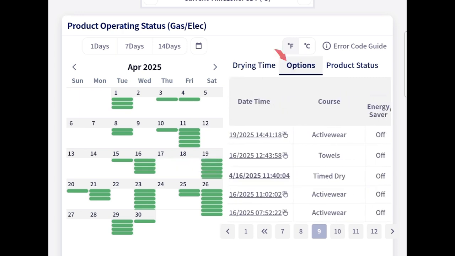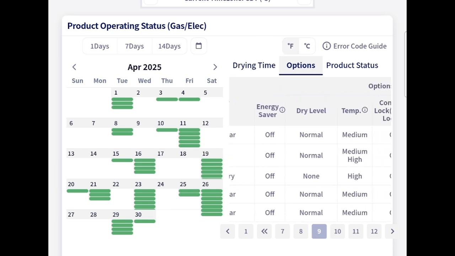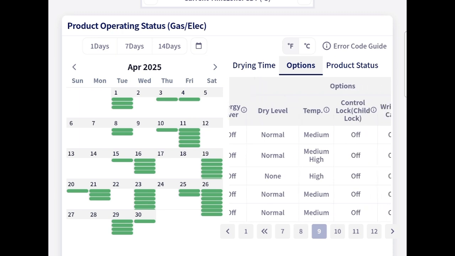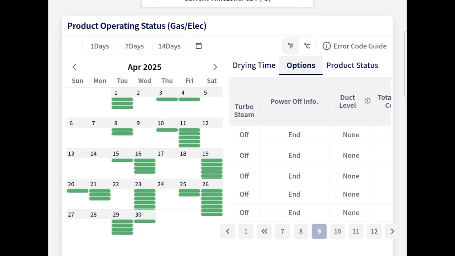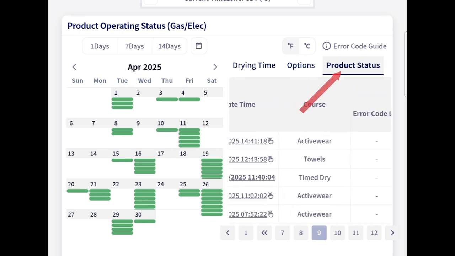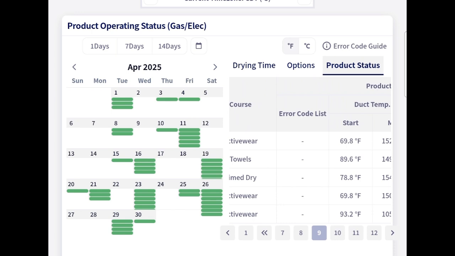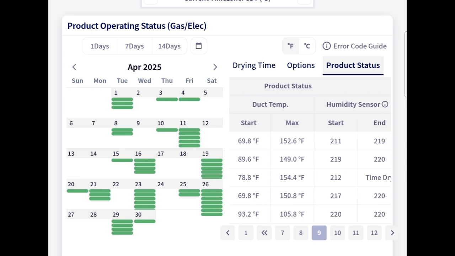Under the options tab, again, it gives us our course that was selected. It lets us know if energy saver was turned on or off. It gives us our dry level and temperature that was selected, and then any other options that the customer may have selected for that cycle. Then under product status, if any error codes would have occurred during the cycle, they would display here. It gives you your start temperature that was detected by the duct sensor, and it gives you the maximum temperature that was achieved during the cycle.